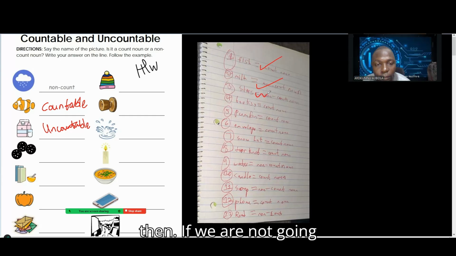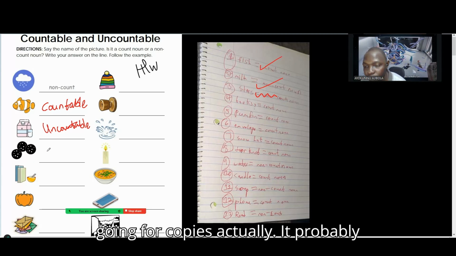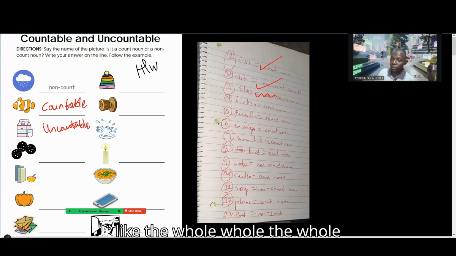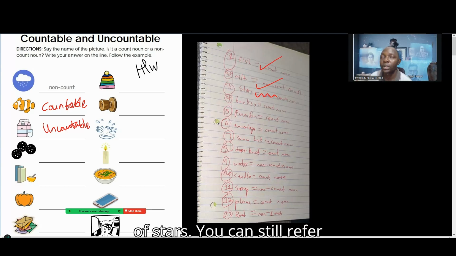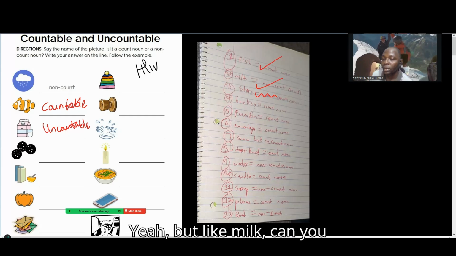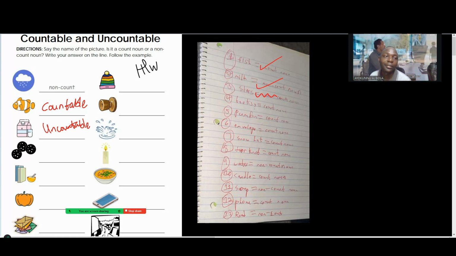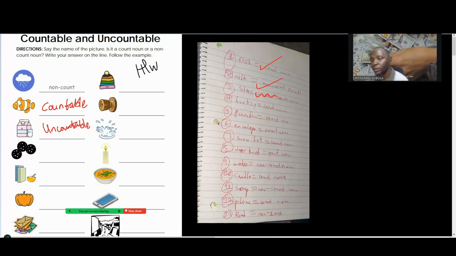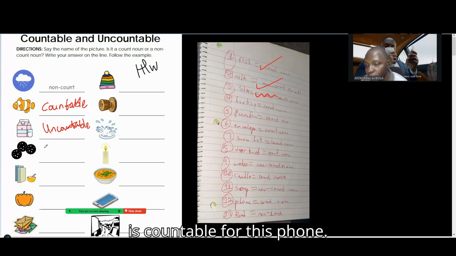But if we are not going for stars, maybe you are going for cookies. Actually, it depends how many stars there are. Imagine a whole sky is filled with stars. Even if it's a galaxy of stars, you can still refer to an individual star, right? But like milk, can you refer to an individual milk? No. Or individual sand? No. You understand? Okay, so that is countable for this one.